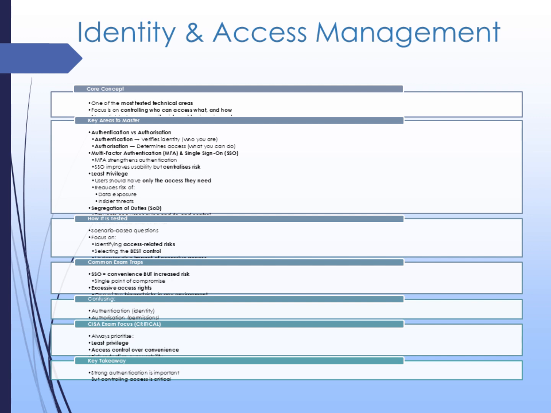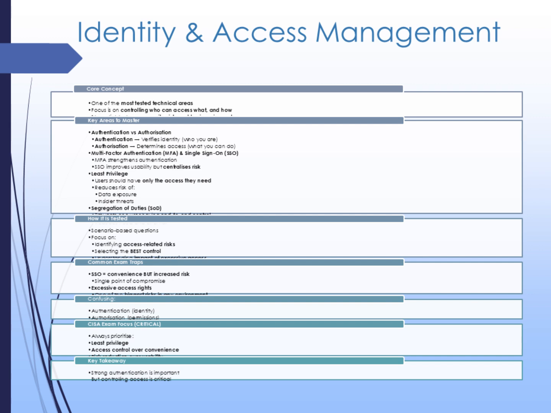Another major topic area is multi-factor authentication and single sign-on. Multi-factor authentication strengthens security by requiring more than one form of verification before access is granted. This significantly reduces the risk of compromised credentials being used successfully. Single sign-on, or SSO, improves usability and user convenience because users authenticate once and gain access to multiple systems. However, the exam frequently highlights the trade-off that SSO centralizes risk. If a single account is compromised, multiple systems may be exposed at the same time.